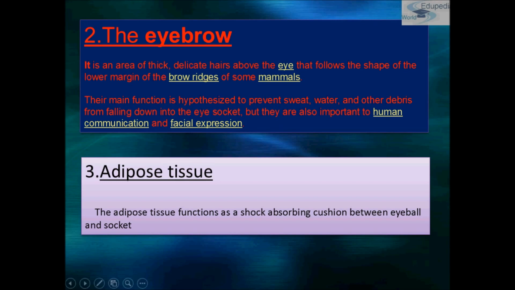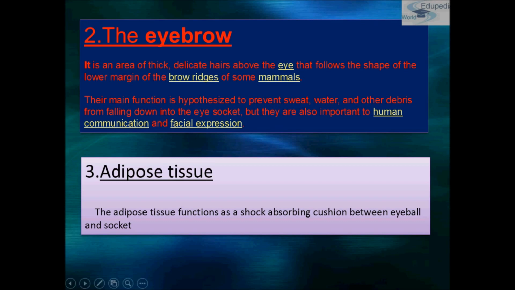So eyebrow is an area of thick, delicate hairs above the eyes that follows the shape of the lower margin of the brow ridges of some mammals. Their main function is hypothesized to prevent sweat, water and other debris from falling down into the eye socket. But they are also important to human communication and facial expression.